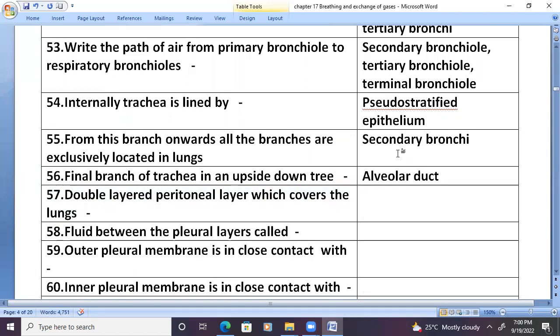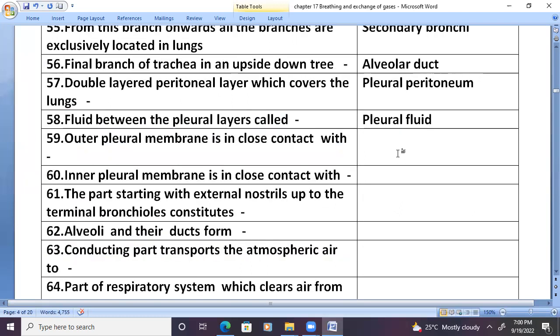The double-layered pleural layer covers the lungs. The fluid between the pleural layers is called pleural fluid. The outer pleural membrane is in close contact with the thoracic lining. The inner pleural membrane is in close contact with the lung surface.